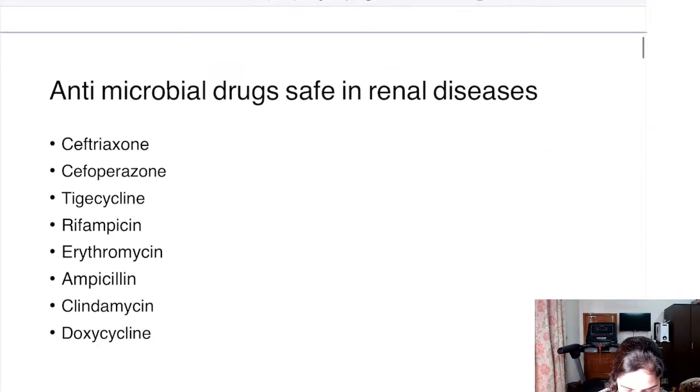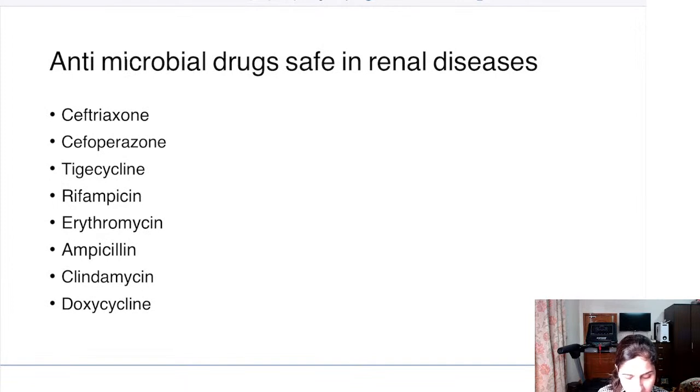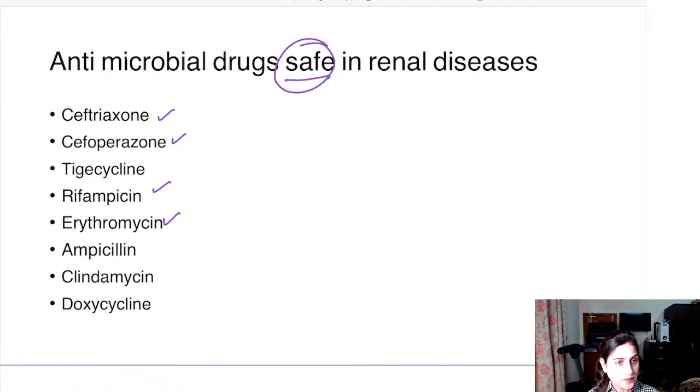So here is a list of antimicrobial drugs which are safe in renal failure. For example, ceftriaxone, cefoperazone, tigecycline, rifampicin, erythromycin. These are the antimicrobials we can easily give in renal diseases. All of these drugs you can see are safer in renal failure. Right, so this is about this. Remember, they ask about ototoxicity in this. I'll be giving you a list of the toxicities associated most commonly with the general antimicrobials, and then we will see what all you need to know on those lines.